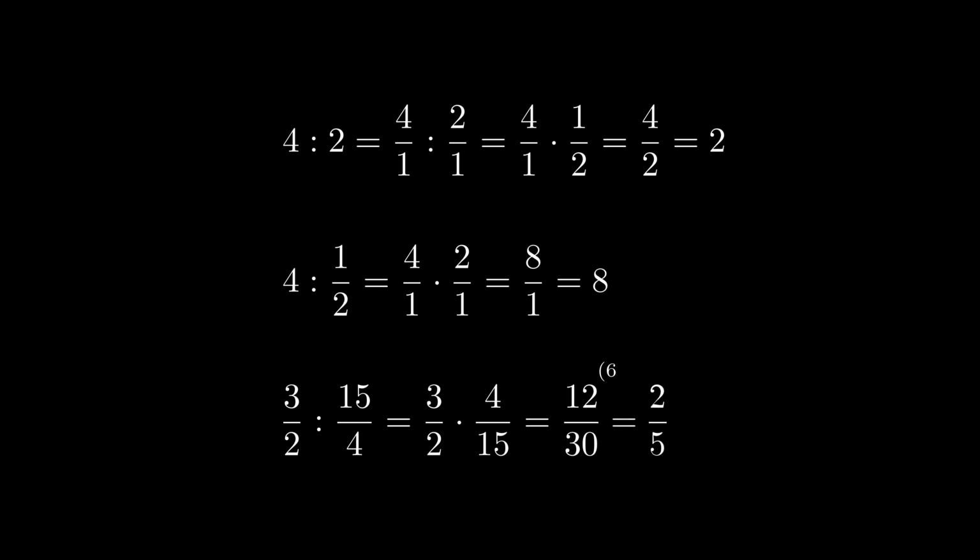The idea of simplifying is to get the smallest possible numbers in the numerator and denominator. Thanks to simplifying, the fraction itself does not change. The idea is just to use the smallest possible numbers in both the numerator and denominator to express the fraction.